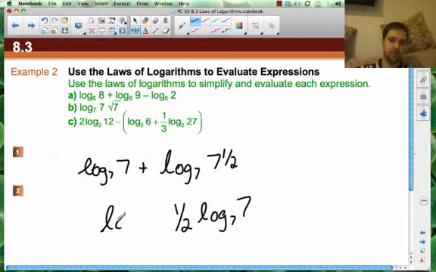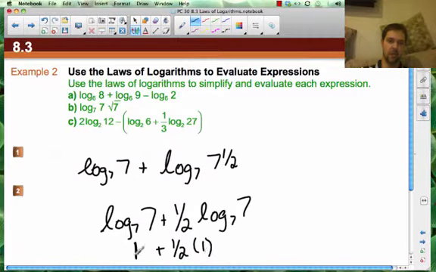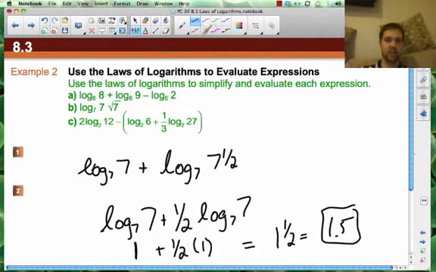And now we have something that turns out to be quite simple. 7 to the what equals 7. You find out that the answer here is 1. And then 1/2 times 7 to the what equals 7. And that would be 1/2 times 1. So we have 1 plus 1/2, and your answer is 1.5 or 3/2. However you choose to represent it is fine.